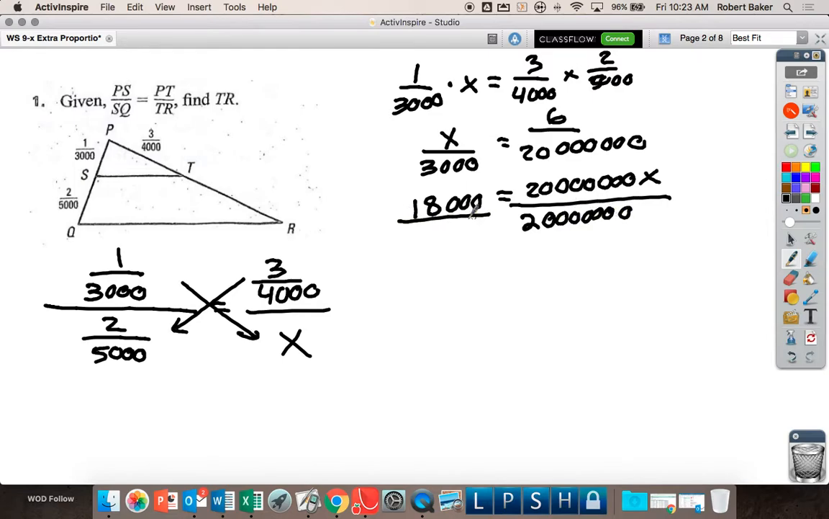On both sides, you can cross out 3 zeros up here and cross out 3 zeros down there. So you get 18 over 20,000. 9 over 10,000. It's 9 over 10,000.